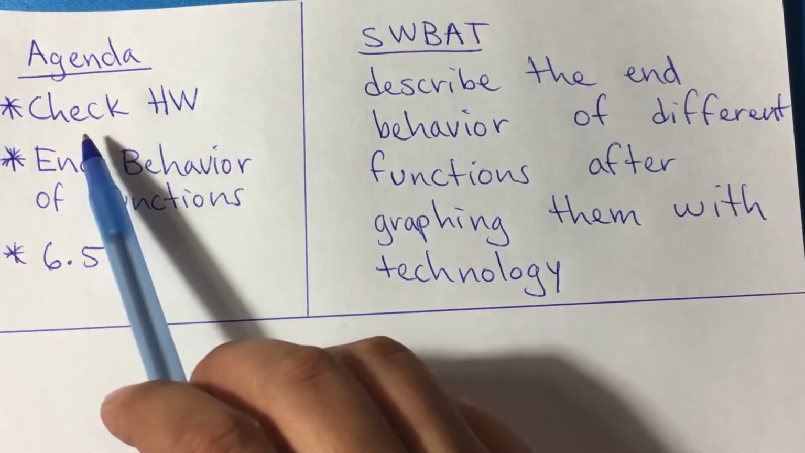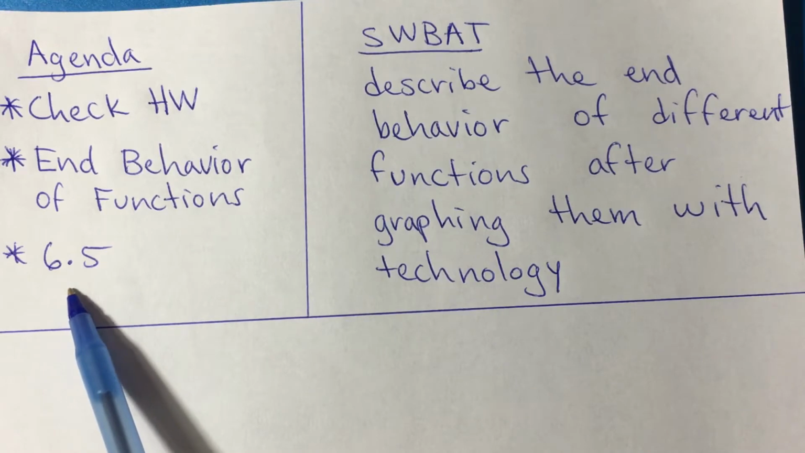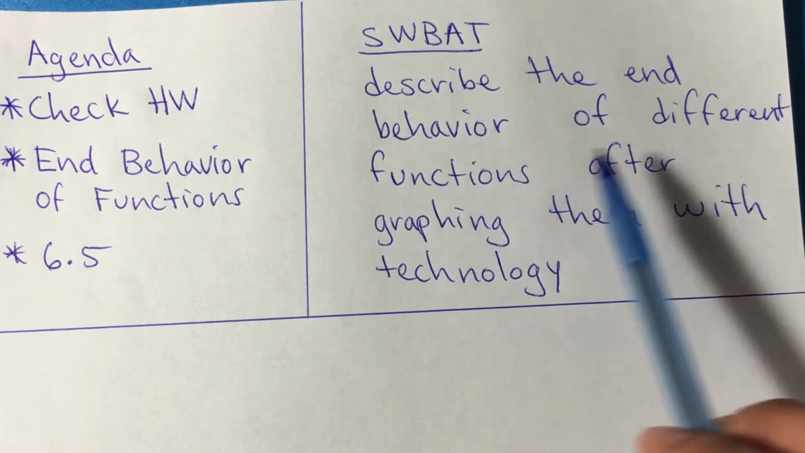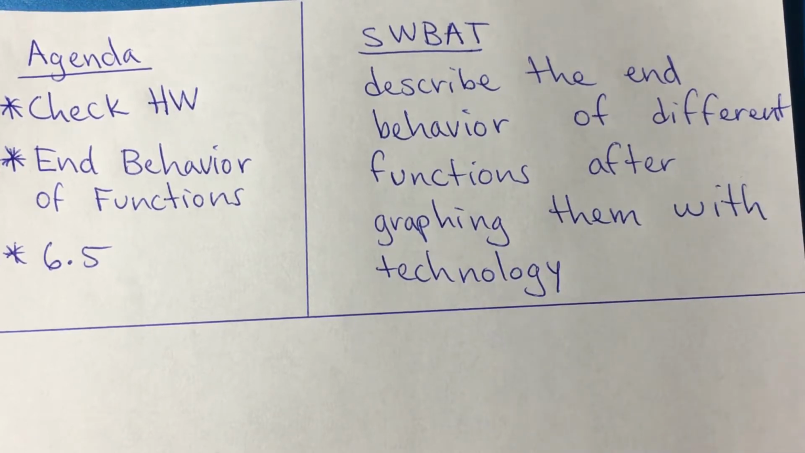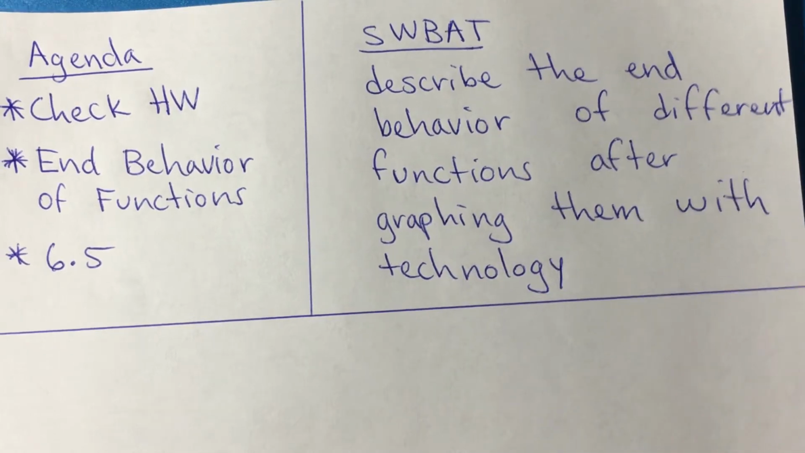Hello students, today's agenda is to check homework. We'll be learning about end behavior of functions and you will be able to do 6.5. Today students will be able to describe the end behavior of different functions after graphing them with technology. And of course, if you know how to sketch them without the technology, you're also welcome to do that.